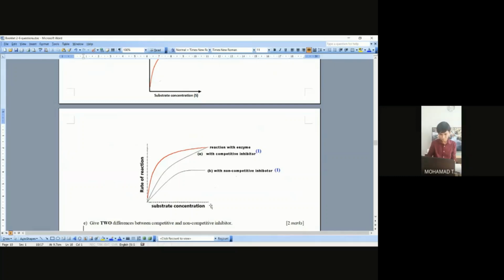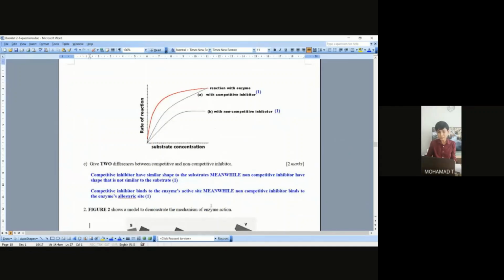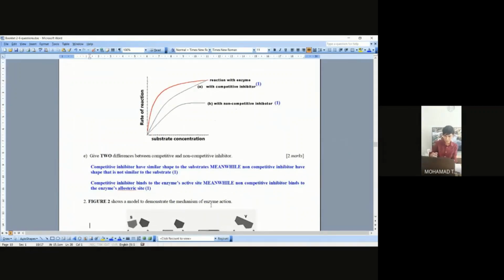The next question is, give two differences between competitive and non-competitive inhibitor. So the first one is that competitive inhibitor has a similar shape to the substrate. Meanwhile, non-competitive inhibitor does not have a similar shape to the substrate. So that's 1 mark. Take note that I have already formed a full sentence and highlighted the word meanwhile. You can use meanwhile or however, so make sure that you use those comparative terms.